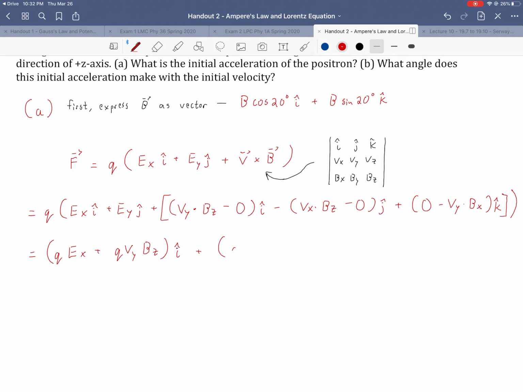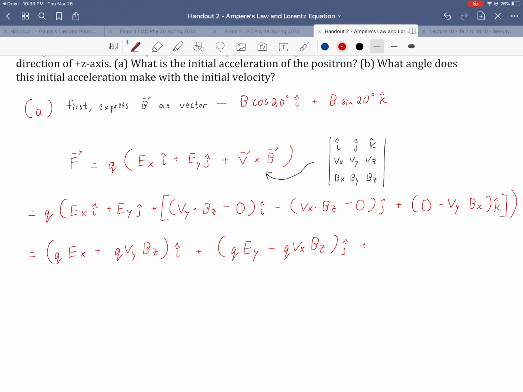Okay, so we'll start off. We have Q, E, Y. And then what else is going on? Well, in that case, we're actually going to have minus Q, V, X, B, Z. Looks good. All right, so that's everything in the j direction.